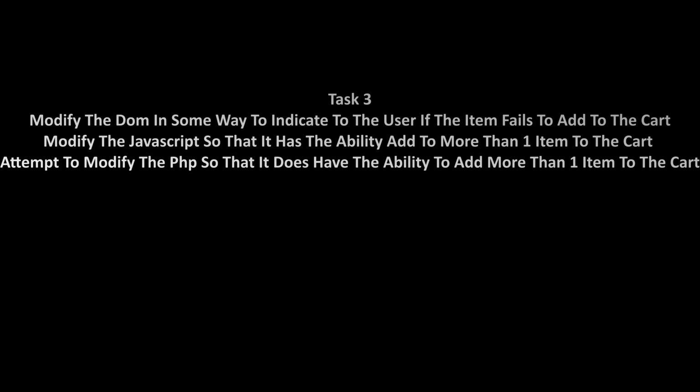So for task 3, there were 3 steps to it. Modify the DOM in some way to indicate to the user the item fails to add to the cart. Also modify the JavaScript for its ability to add more than one item to the cart, and modify the PHP so it can actually add more than one item to the cart. And by one item it means quantity, for people that were unsure about that, because you can already add multiple items but you can only add them as a quantity of one. So we'll go with that.